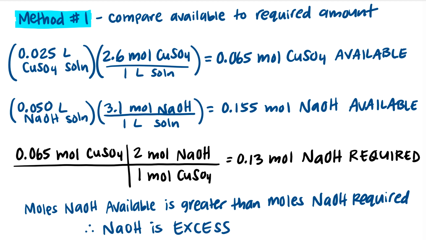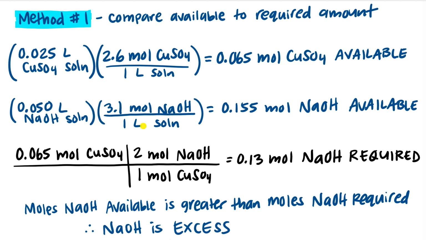So we've calculated the available amounts of both of our reactants. Again, liters times molarity is going to give me moles of the reactant. And so that's what I've done first. I've calculated the moles of copper sulfate. We've calculated the moles of sodium hydroxide. Then I just pick one of the reactants and I solve for the other reactant required to react with that amount. So I just took the first one here, 0.065 moles of the copper sulfate.